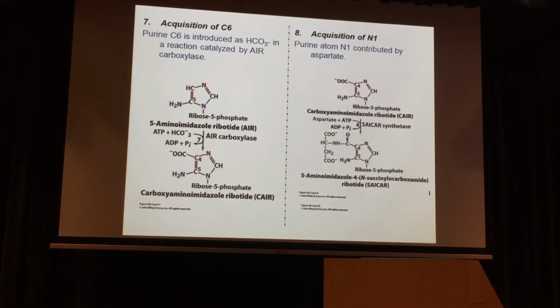So after CAIR, we now have two reactive groups: NH2 and COO minus. So it becomes quite nice to add on other materials now. In this case, the next atom that is being added has to be nitrogen, and an aspartate is being added.